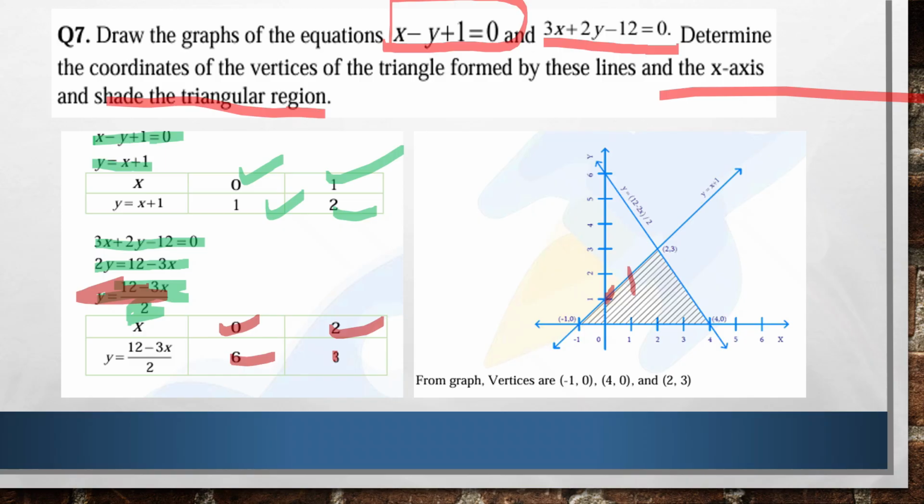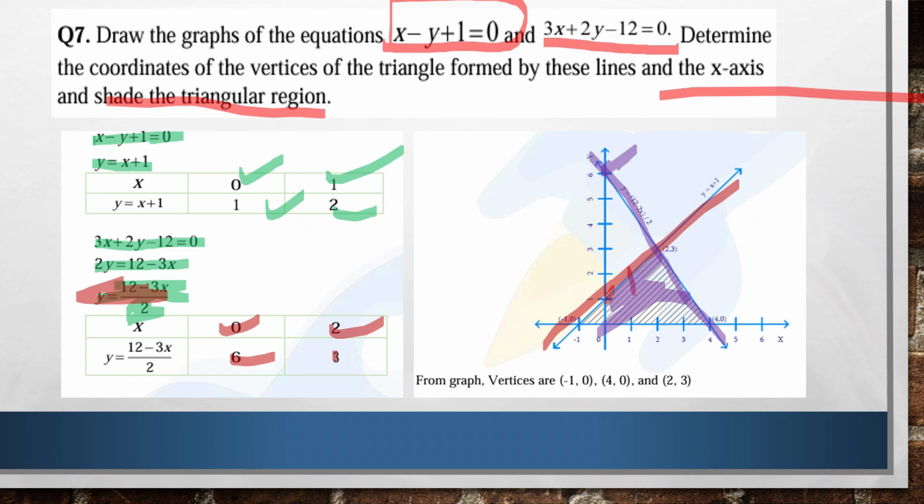Draw the line for the first equation. Then in the second case, the points are 0, 6 and 2, 3. So 0, 1 and 0, 6 and 2, 3 give you the other line here. If you join them, you will get a triangular space here, right?